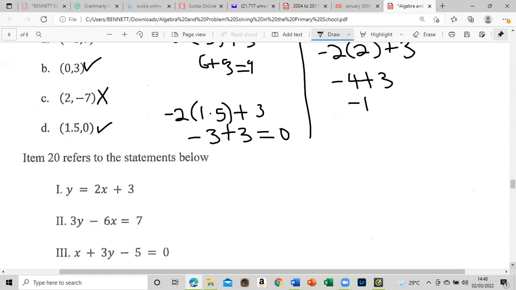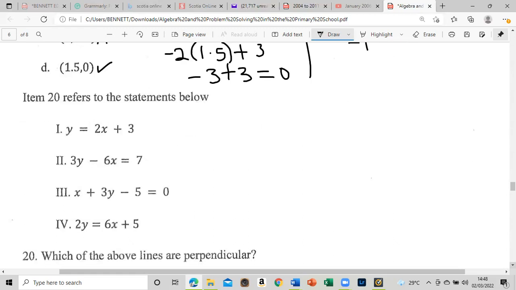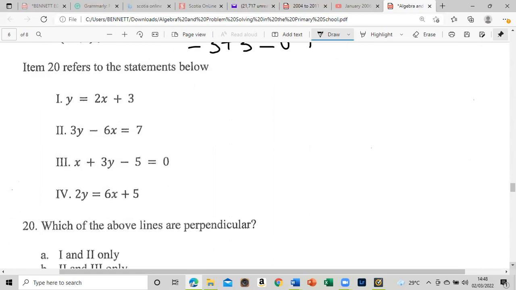Alright, number 20, and this will be our final one. Whoa! Hold on.